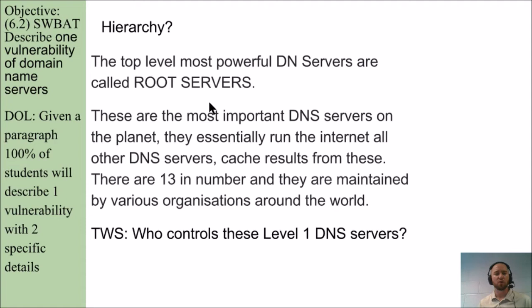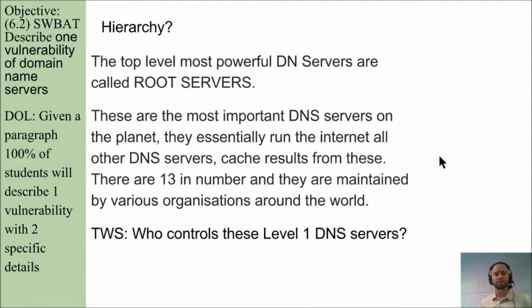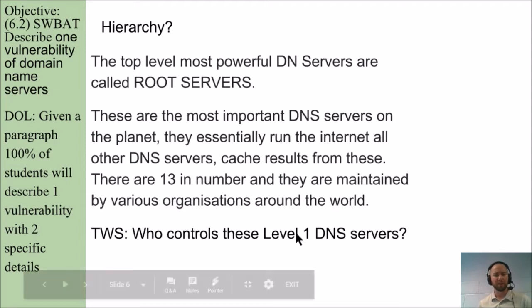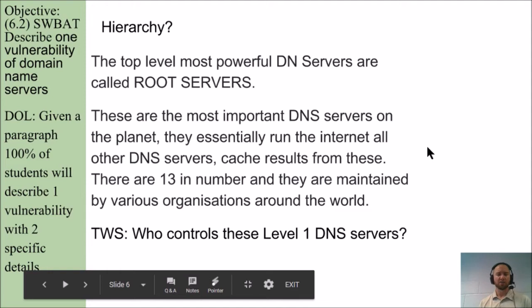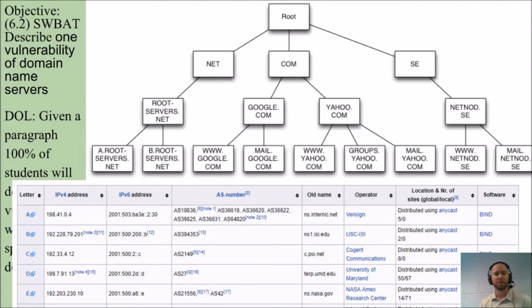There's going to be a group of organizations who control those. These are the most important DNS servers on the planet. They essentially run the internet. All other DNS servers cache results from these. So there are 13 in number, and they are maintained by various organizations around the world. So there are only 13 root servers. Think, Right, Share. Who controls these level 1 DNS servers?